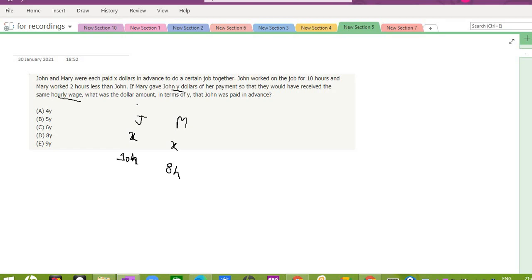Ignore this. First, let us scrutinize this information here. Since they're talking about hourly wage, why don't we calculate that first? So, how much amount is paid to them together? Together they are paid 2x dollars, right? And together they worked for 18 hours on that job. So this gives you dollars per hour. So how much amount are they given per hour? This is x by 9 dollars per hour that together they are earning.